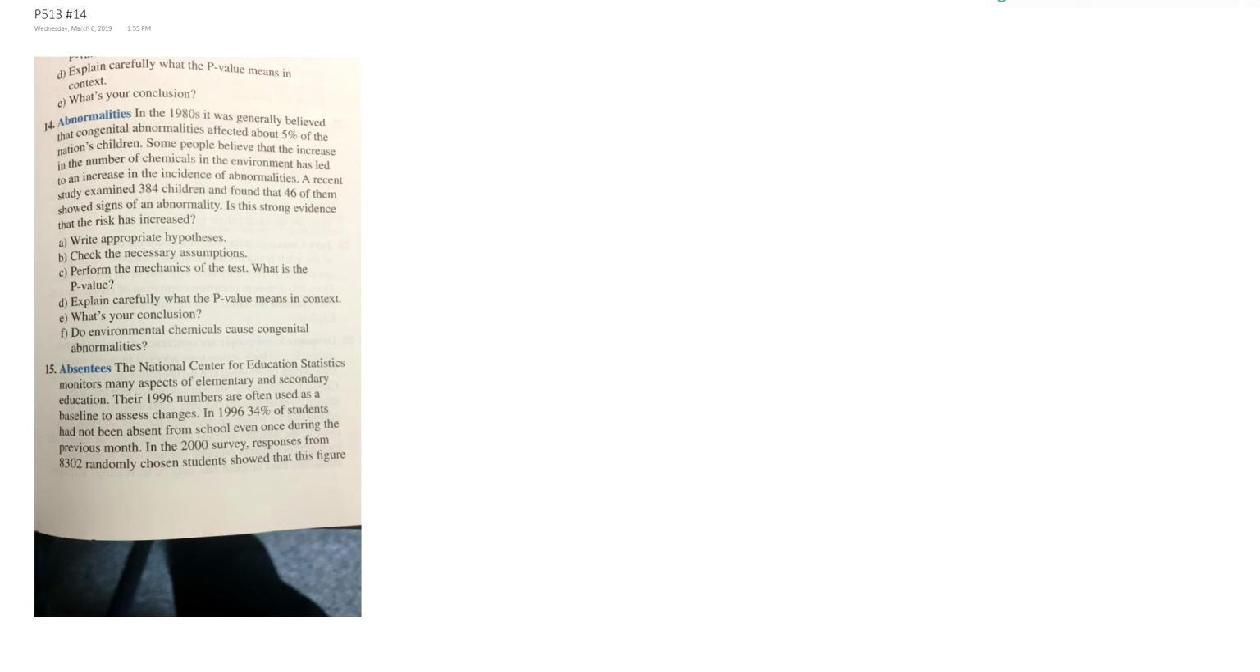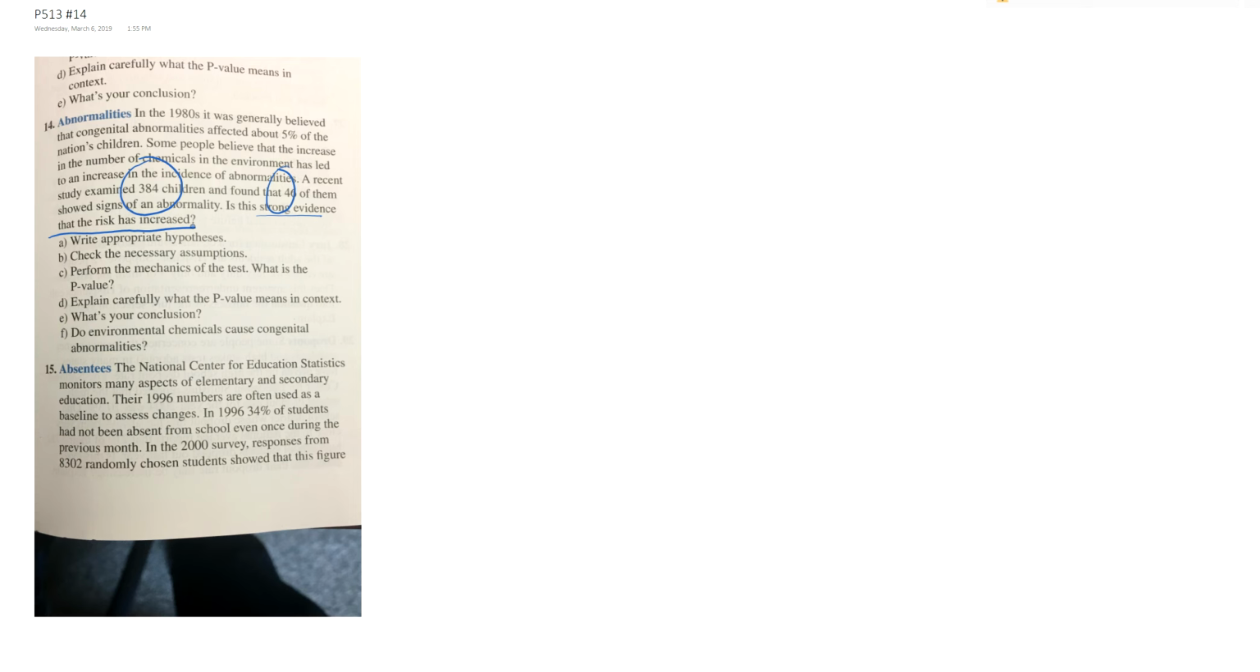Alright, number 14. Abnormalities. In the 1980s, it was generally believed that congenital abnormalities affected about 5% of the nation's children. Some people believe the increase in the number of chemicals in the environment has led to an increase in the incidence of abnormalities. A recent study examined 384 children, found that 46 of them showed signs of abnormality. Is this evidence that the risk has increased?